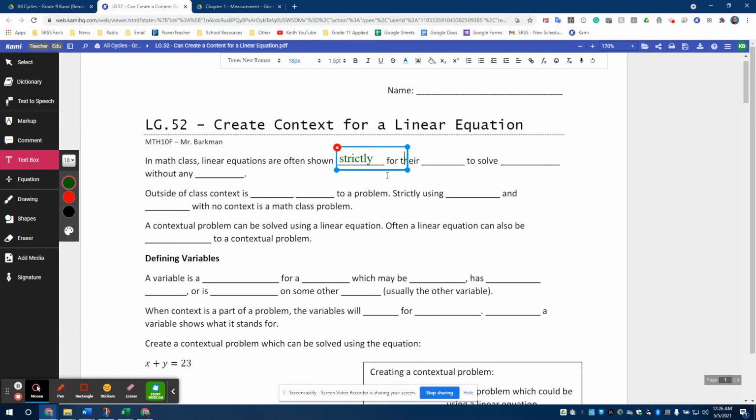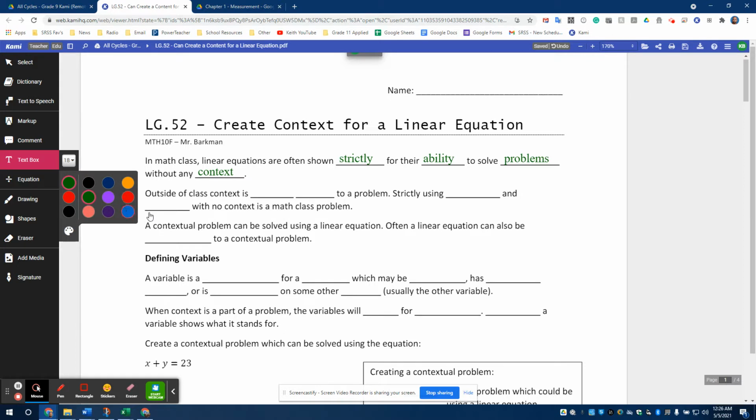So in math class, linear equations are often shown strictly for their ability to solve problems without any context. This is what we've been doing up until now. We've been going through how do we come up with an answer to some sort of linear equation. Okay, what is x? What is y? How can we come up with that? There's no context to it. It's just come up with the answer.